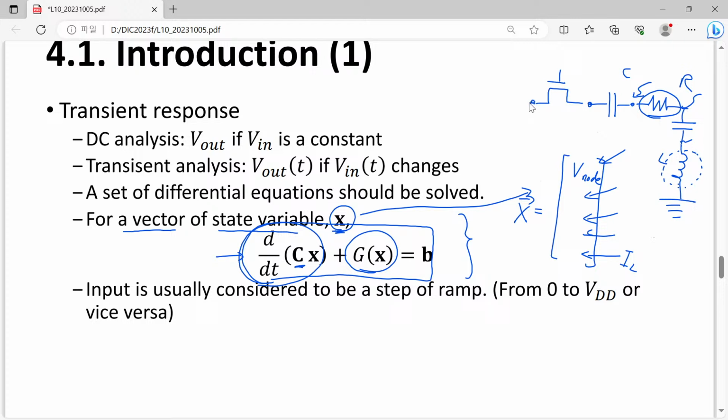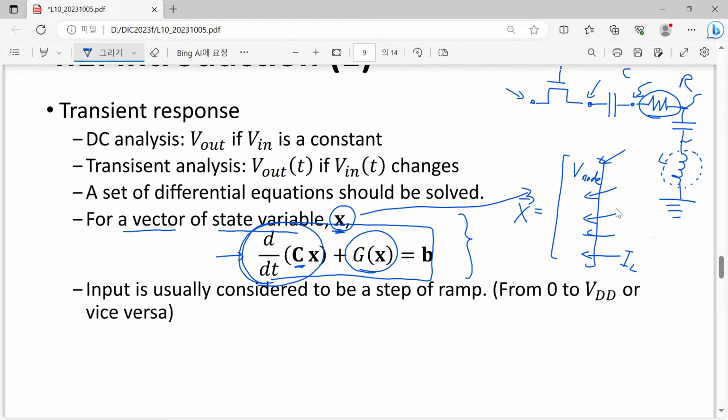Still, don't worry about that. We can introduce node voltages, the source voltage, drain voltage, and gate voltage, as entries of this state variable, and then this MOSFET IV characteristic can still be expressed in the form of this differential equation.